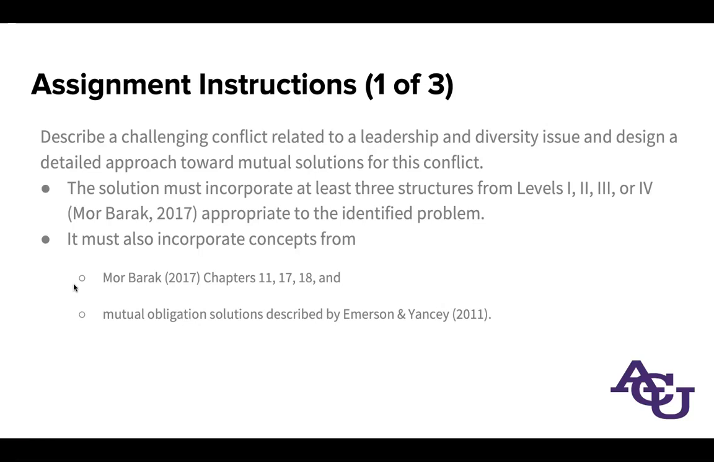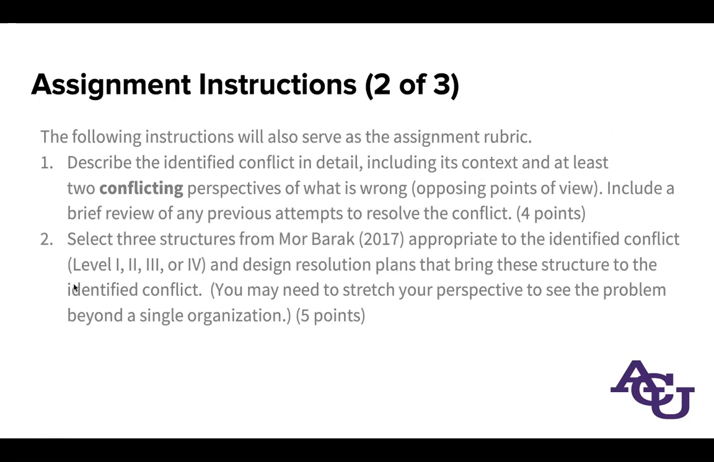The solution must incorporate at least 3 structures from Moore-Barrack 2017's levels 1 through 4, and they have to be appropriate to the identified problem. It must also incorporate concepts from these specific chapters in the Moore-Barrack text, and the mutual obligation solutions described by Emerson and Yancey. And then there's this set of more formal instructions. So we had the big picture here, and now we have the details on what you're supposed to write and in what order. To describe the identified conflict in detail, including the context and at least 2 conflicting perspectives about what's wrong, and to include a brief review of any previous attempts to resolve the conflict.